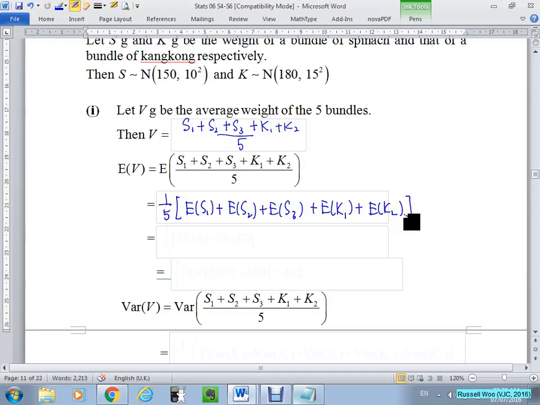Now, I think the answer is out. S1, S2, S3 are 3 independent observations of S. Correct? So these 3, expected value of S1, and this one are all the same, which is expected value of S.